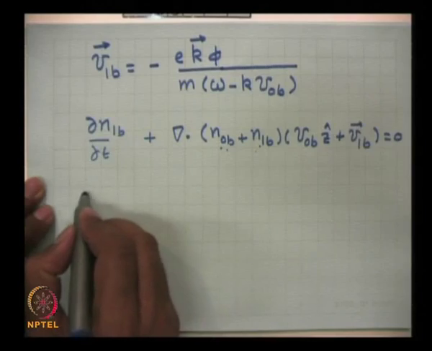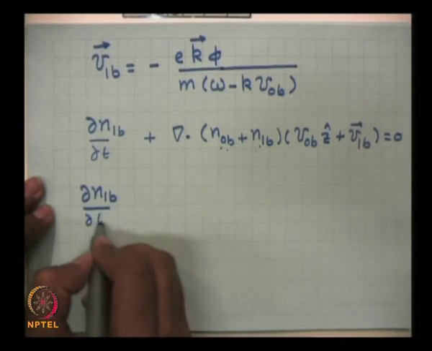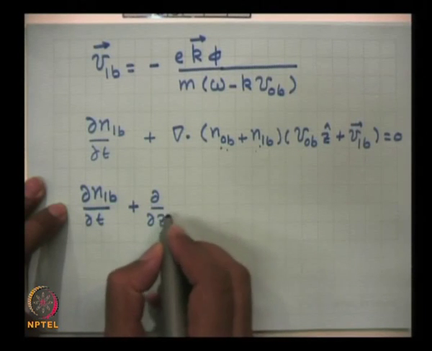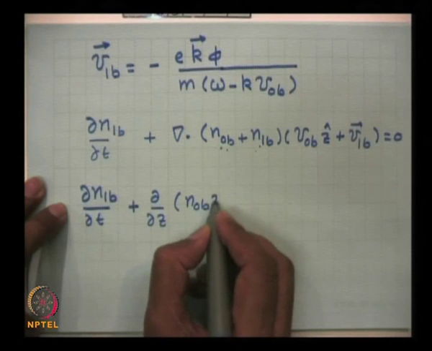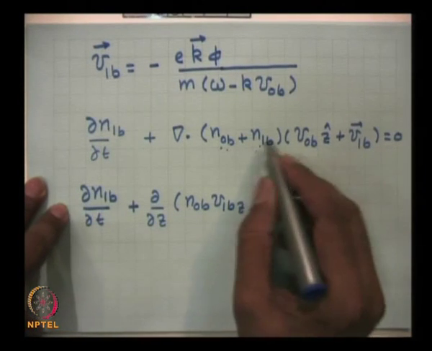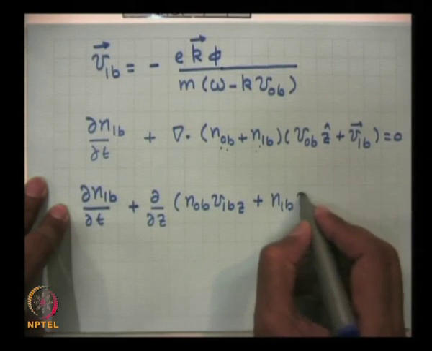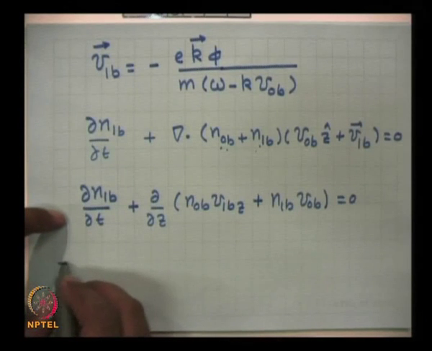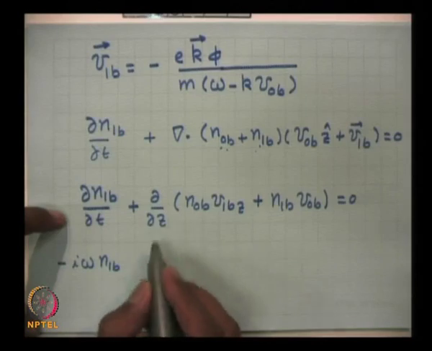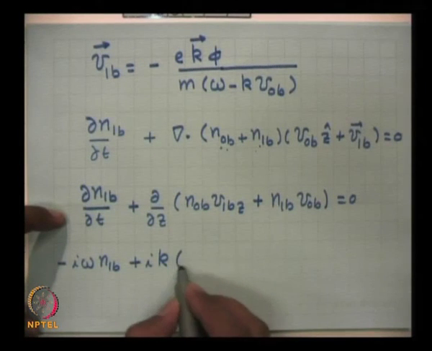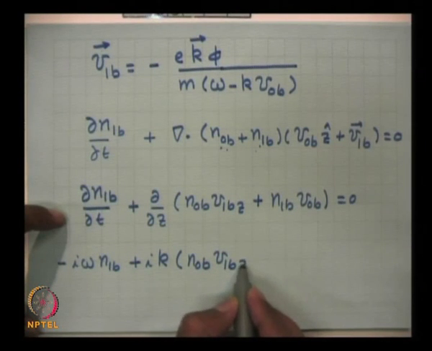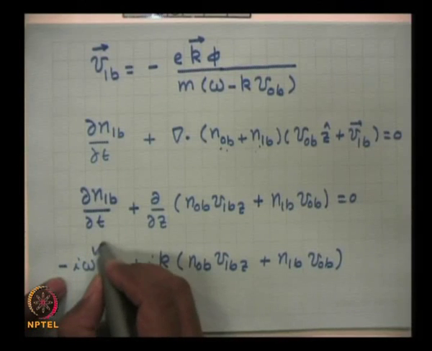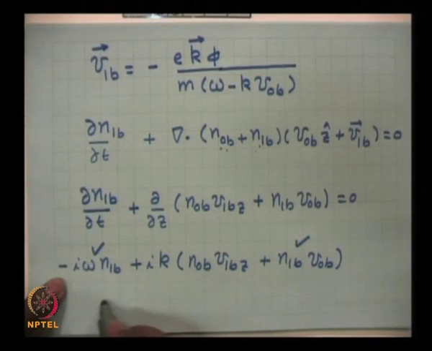So, then this equation becomes delta n1b delta t plus, this has only z variation. So, just let me write down delta delta z of n0b into V1bz, and this term plus n1b V0b is equal to 0. Replace delta delta t by minus I omega, and delta delta z by I k, you will get n0b V1bz plus n1b V0b. These two terms contain n1b, they combine together, and you can simplify this.